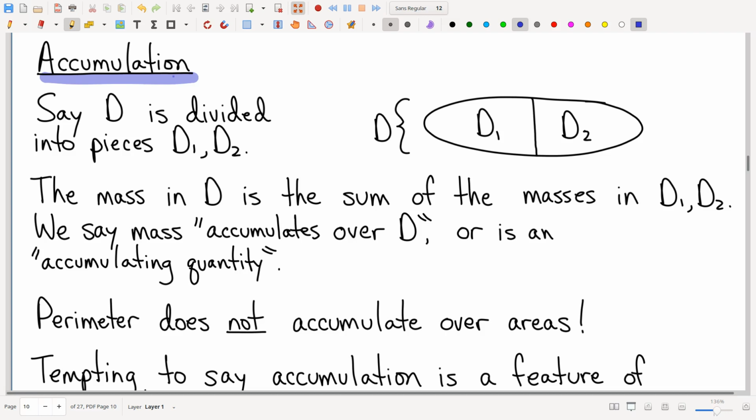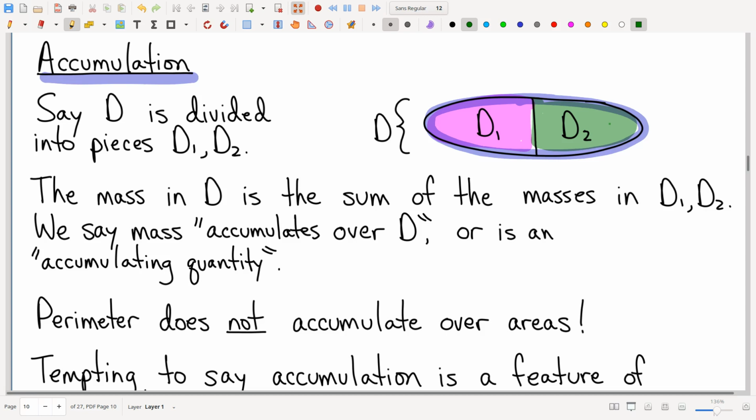So to be precise, if you have a region like this, whatever your quantity is for that whole needs to be the sum of whatever the quantity is on this left piece plus whatever the quantity is for this right piece. Now you can see mass works great for this, right? The mass in the whole lump is no problem, the mass on the left plus the mass on the right. That's how mass works, right?